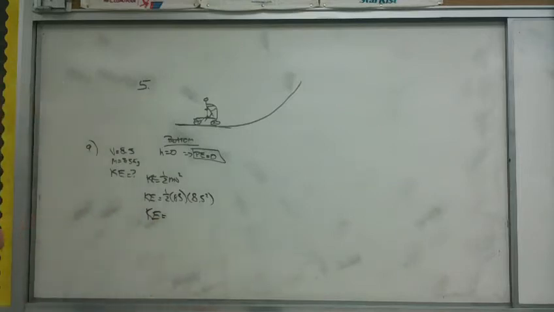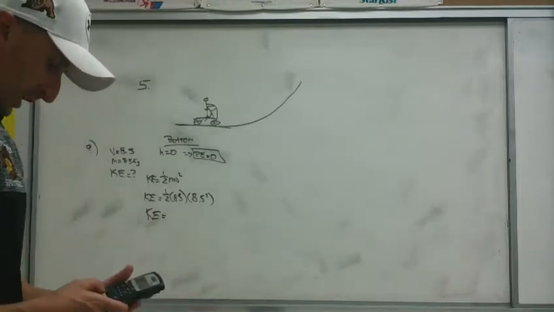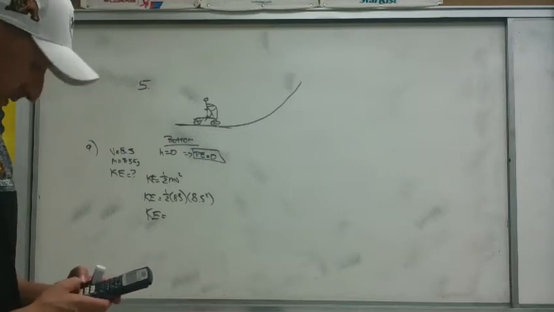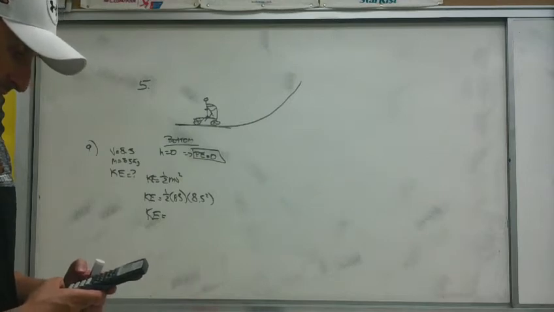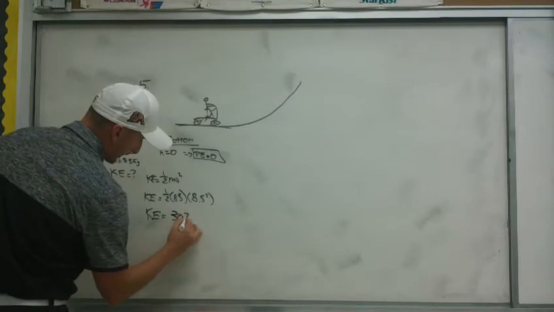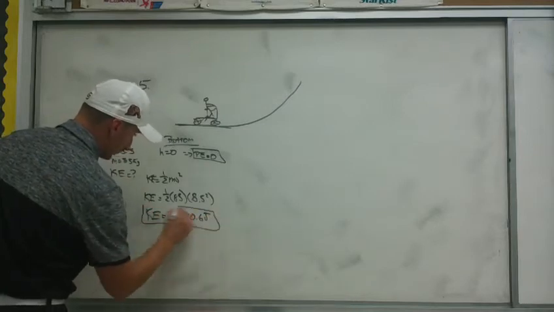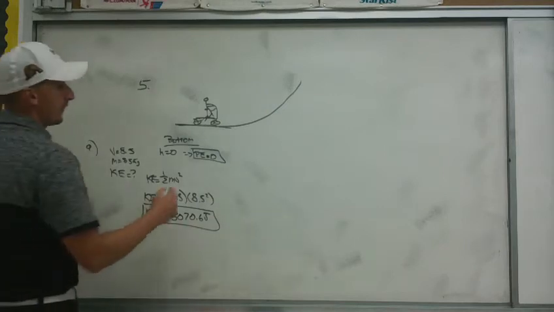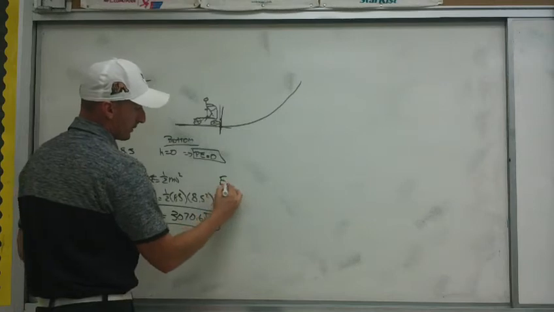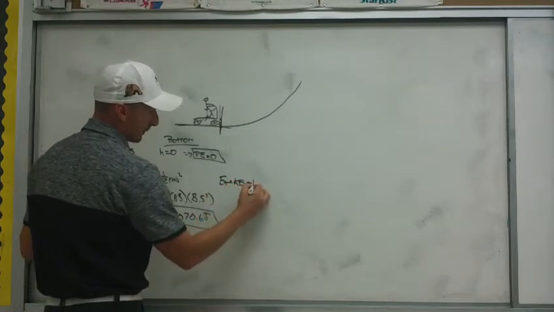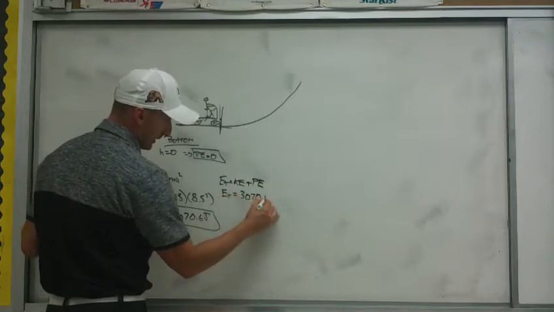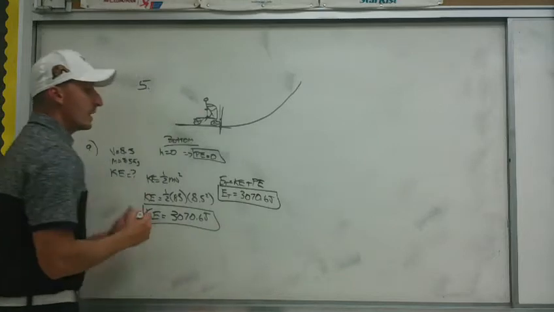So I do that in my calculator, I get 8.5 squared times 85 times 0.5. And I get 3070.6 joules. Okay? So I can find the energy total of the system at this point, because I'm observing it right there. So I know energy total is equal to KE plus PE. Well, E total is equal to 3070.6 joules. So now I know that.